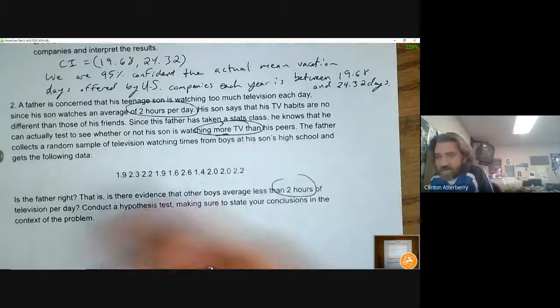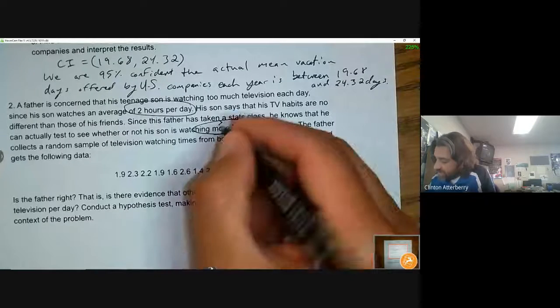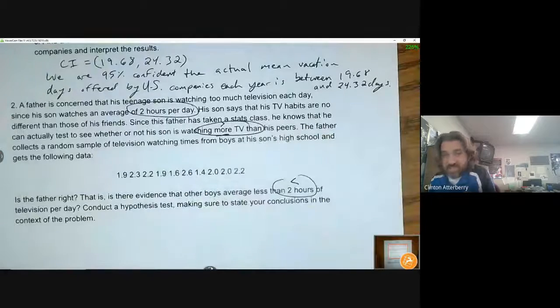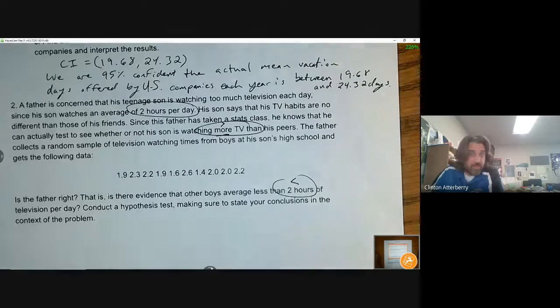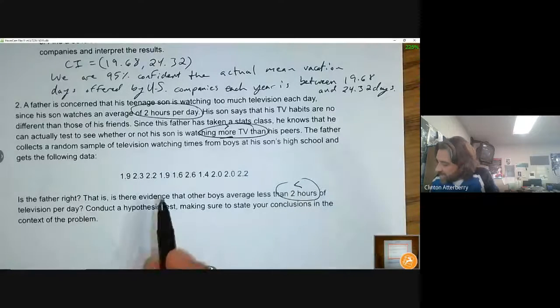Where I originally thought it might have been a greater than problem, we're actually going to test if it's less than. So this is kind of saying whether or not his son watches more TV than his peers. If he's watching 2 hours, his dad thinks that his friends, or at least the boys at his school, will watch less than 2 hours. So we're trying to test to see if his peers watch less than 2 hours of TV, or if they watch 2 or more. What if they actually watch more TV than he does? Conduct a hypothesis test, making sure to state your conclusions in the context of the problem.